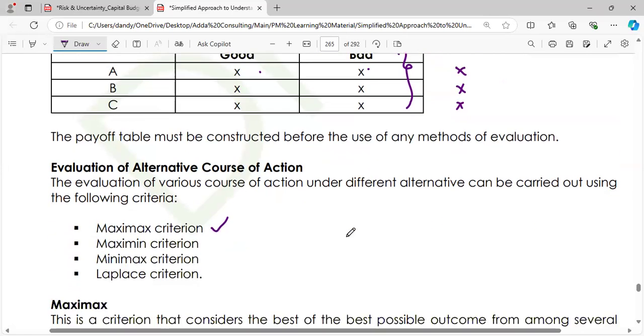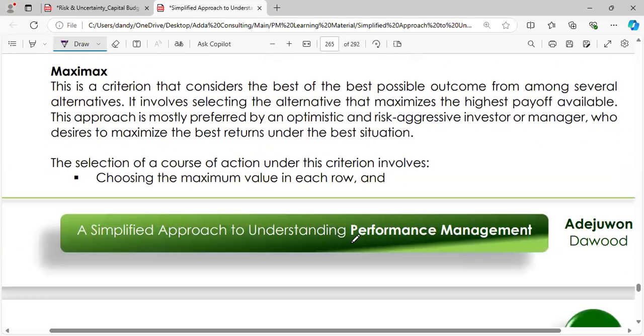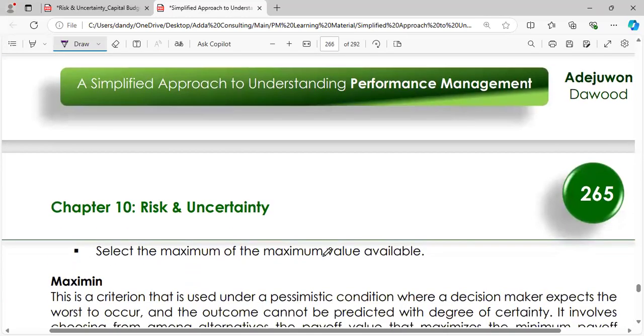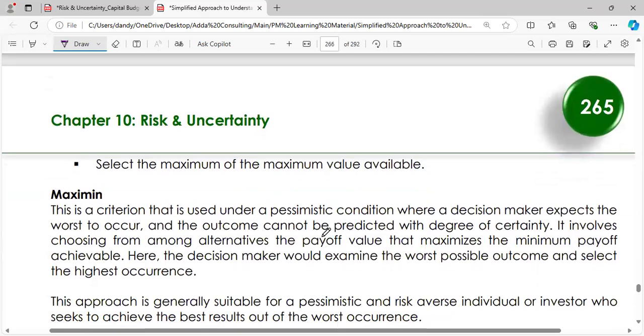That's why it is called Maximax. You start from the maximum value of each row, then you select the maximum of the maximum values you have initially picked. So that is what you need to do under Maximax. I've already given you the note here, so you can just go through it. I've already explained that. Then let's talk about Maximin.